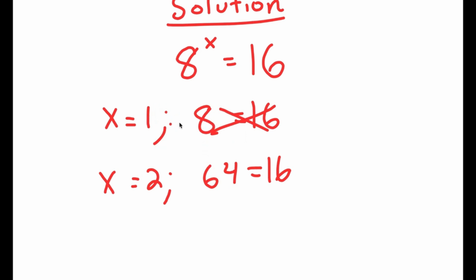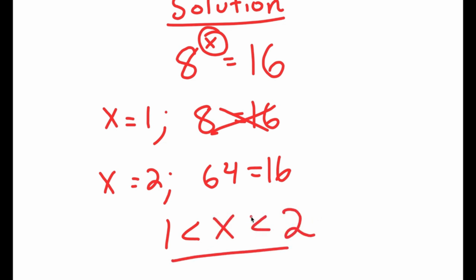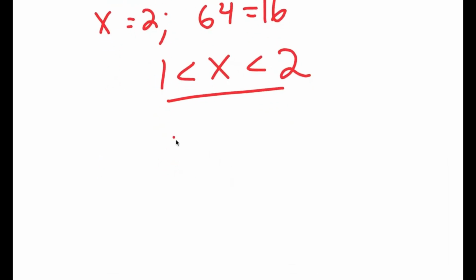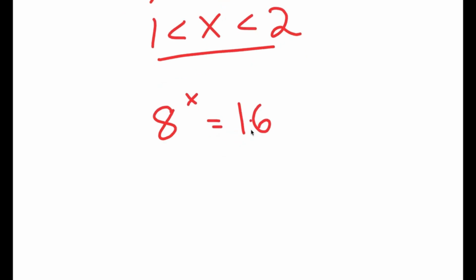So we know that the value of x is not going to be a whole number but a decimal, and it's going to be somewhere in between 1 and 2. So x is greater than 1 but less than 2. We know this. Now, how are we going to actually solve this problem and find the exact value of x? Well, what I can do is rewrite 16 as 8 times 2.